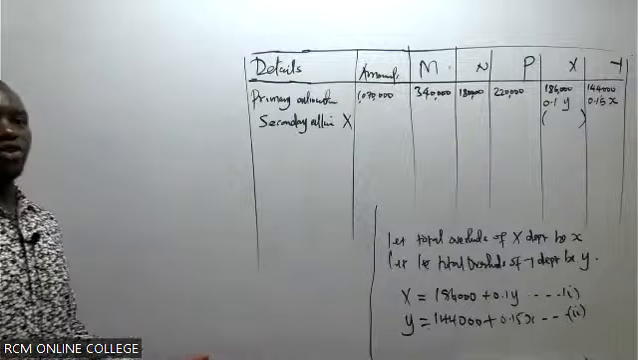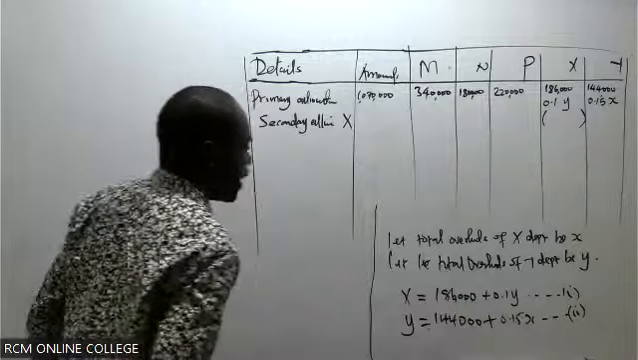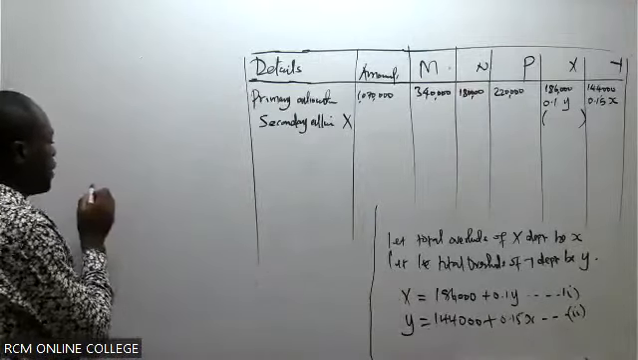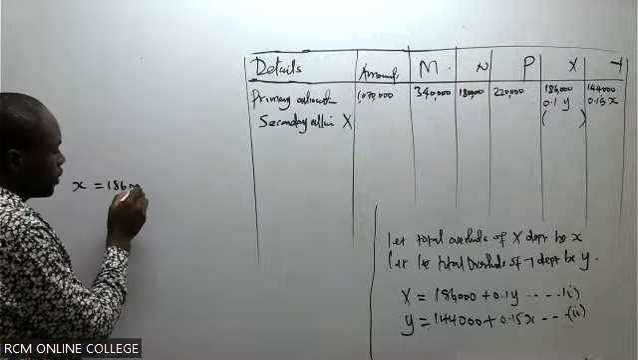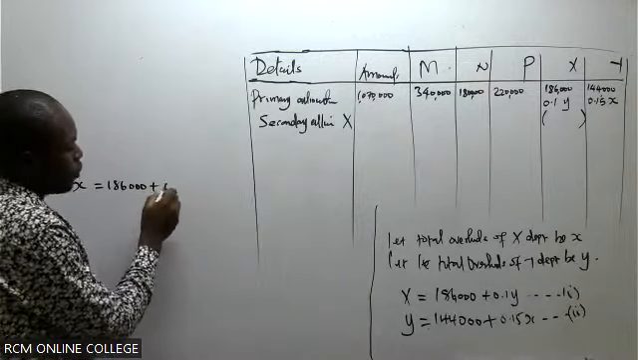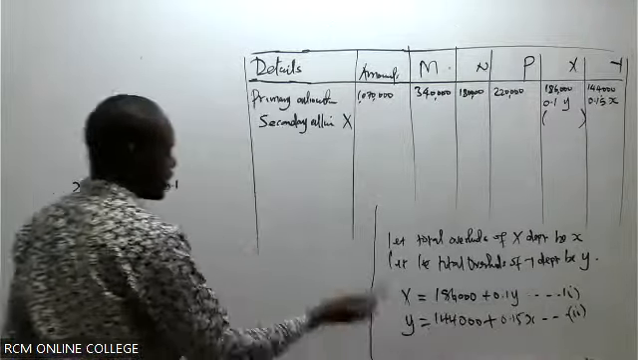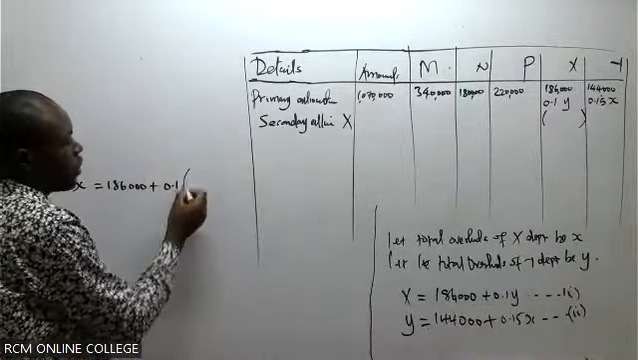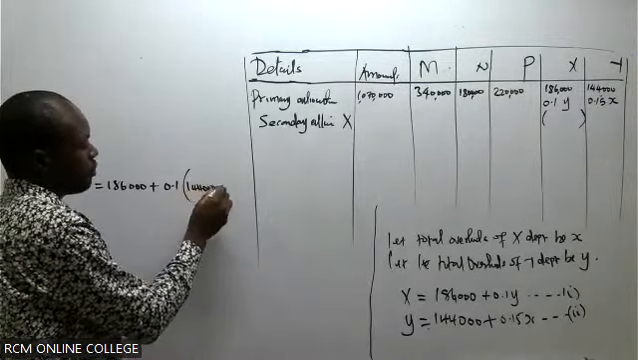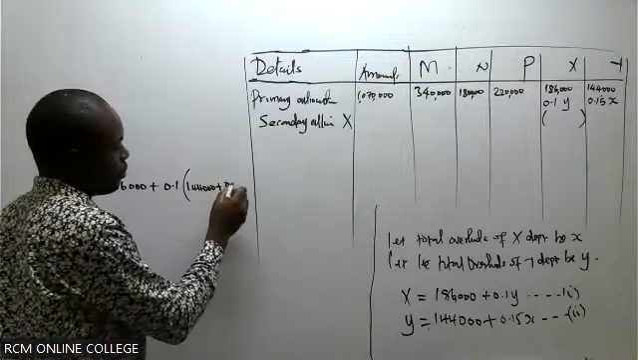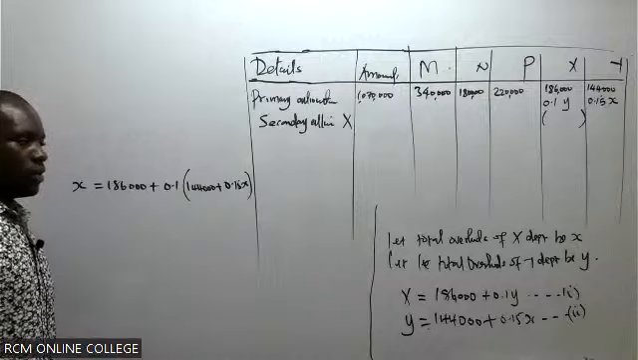Make one of them the subject of the formula. Just come to this part here and tell us that X is equal to 186,000 plus 0.1Y, and Y is equal to this. So just take 0.1 into Y, which is 144,000 plus 0.15X. That is what we have.